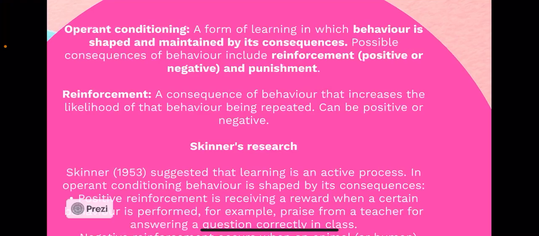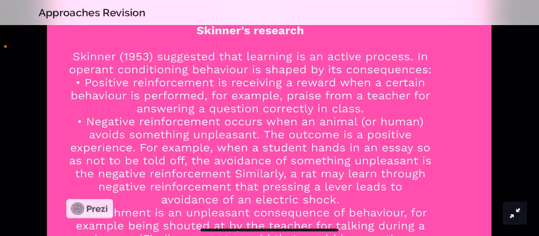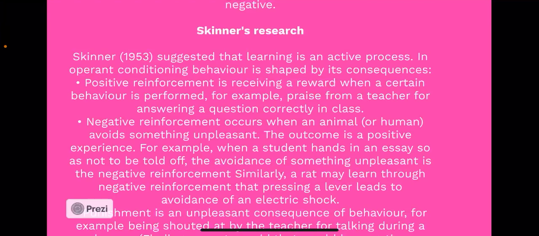So, operant conditioning: a form of learning in which behaviour is shaped and maintained by its consequences. Possible consequences of a behaviour include reinforcement, which can be positive or negative, and punishment. So reinforcement is a consequence of a behaviour that increases the likelihood of that behaviour being repeated. It can be positive or it can be negative. I'll explain positive and negative reinforcement in a little bit. I go through them here. So Skinner's research is the example of operant conditioning. So for classical conditioning, you've got Pavlov. For operant conditioning, you've got Skinner.